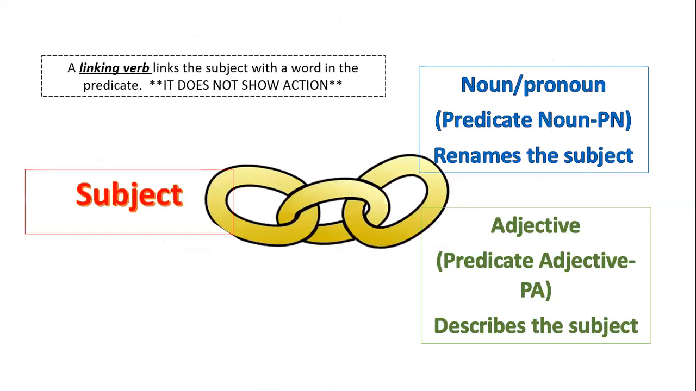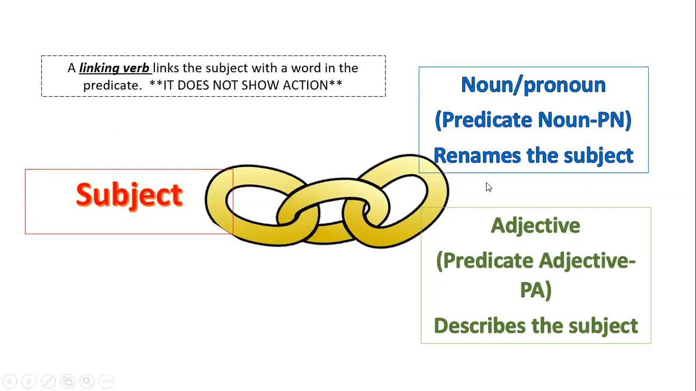A linking verb links the subject with a word in the predicate. A linking verb does not show action. Okay, so what a linking verb does, it links a word in the predicate to the subject. Now, it sort of puts it together, holds it together. So it can either rename the subject or describe the subject.